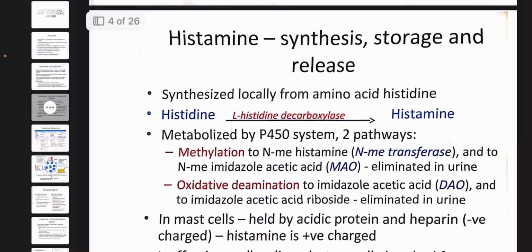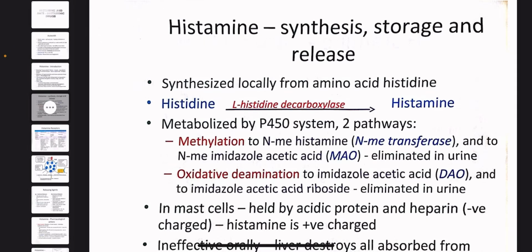Let's now talk about the synthesis, storage and release of histamine. Histamine is synthesized from an amino acid called histidine. So histidine is the amino acid that forms histamine. The enzyme that helps to convert histidine to histamine is L-histidine decarboxylase. So L-histidine decarboxylase helps to convert histidine to histamine.